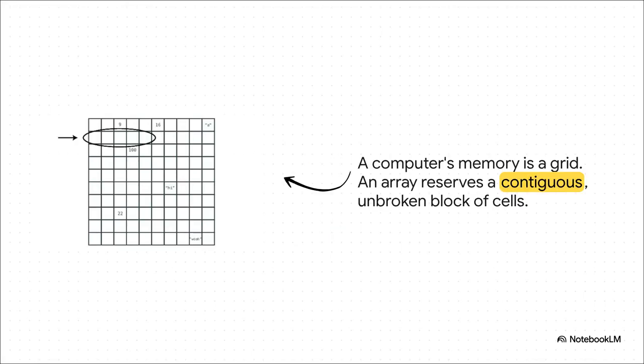That's insanely fast. But wait a minute, how on earth is that even possible? To get it, we need a quick peek at how computer memory works. You can just picture it as a giant grid of boxes, or cells.